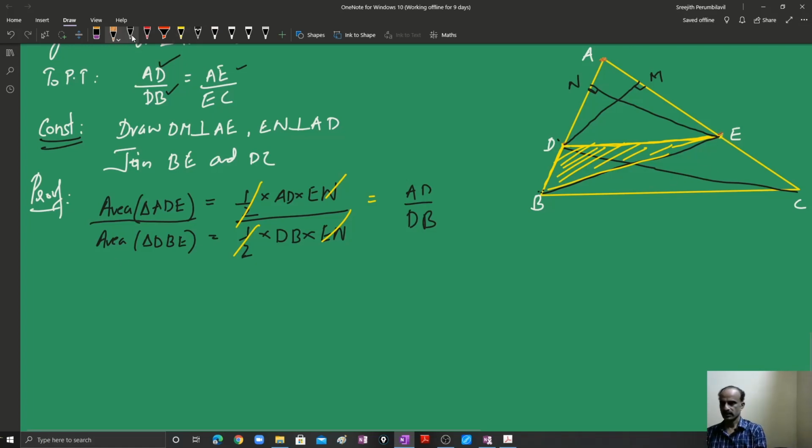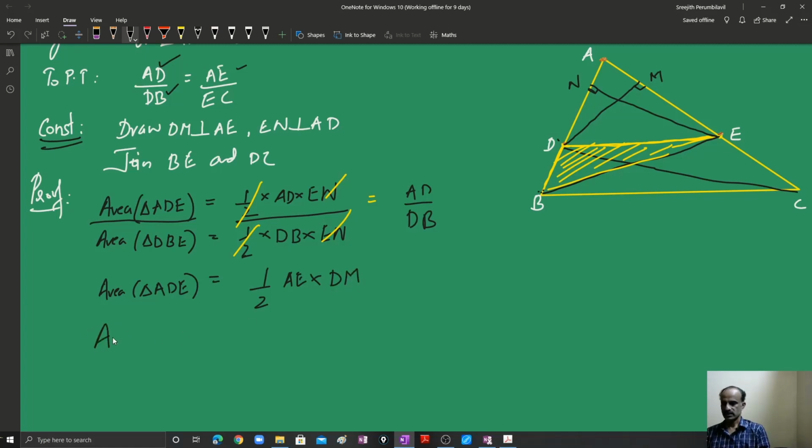Now I am going to write it. Area of triangle ADE is half into the base. AE is the base, into the height. If AE is the base, this is the height. What is the height? DM is the height.